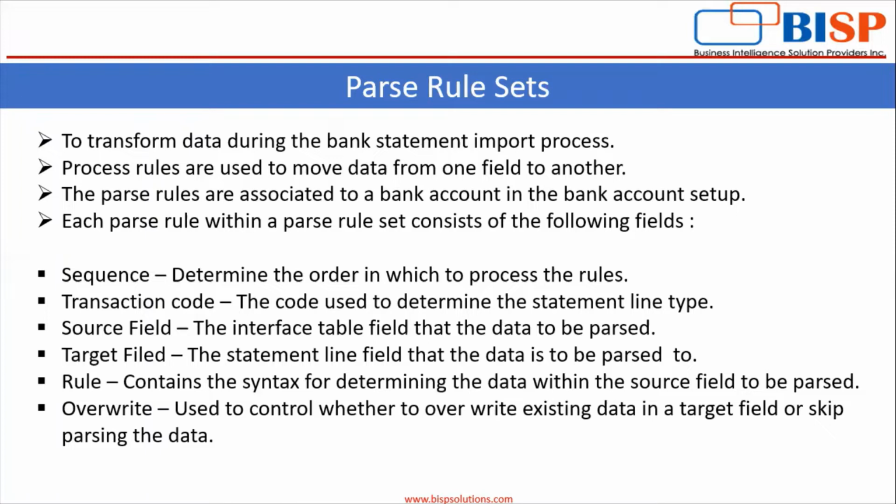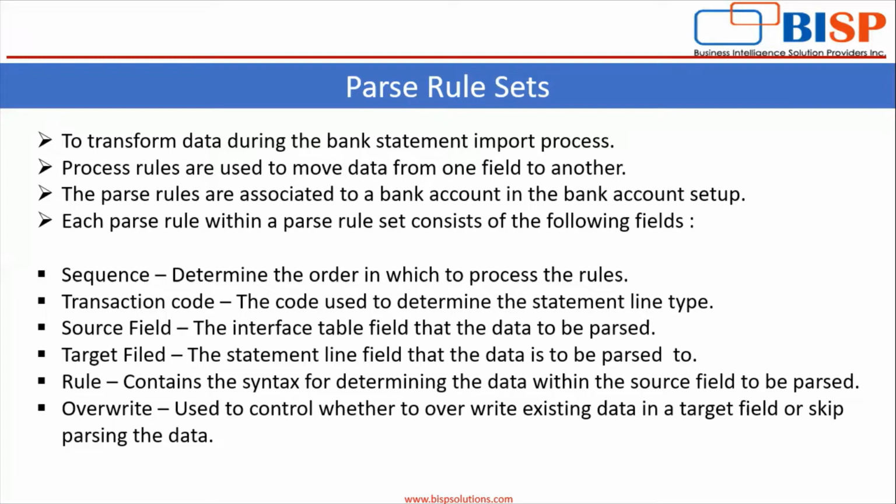The Parse rules are associated to a bank in the bank account setup. That means when you create the bank account in the application, there's a field called Parse rule set where you have to mention the Parse rule set created by you. Each Parse rule within a Parse rule set consists of the following fields: sequence, transaction code, source field, target field, rule, and override. Sequence determines the order in which to process the rules, and transaction code is the code used to determine the statement line type.